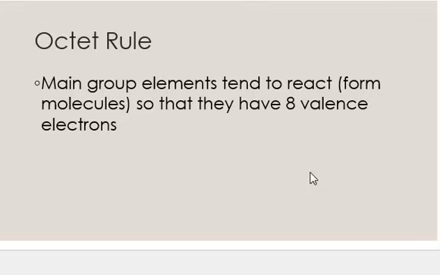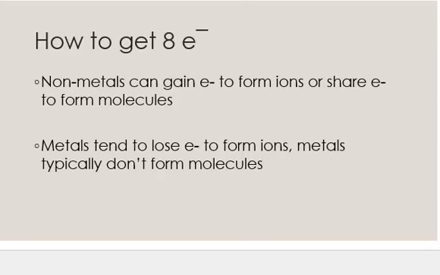The octet rule states that main group elements, except hydrogen and helium, react so that they have 8 valence electrons. How an atom achieves an octet varies. Nonmetals can gain electrons to form ions to obtain an octet. Nonmetals are also able to share electrons to obtain an octet of electrons. On the other hand, metals always lose electrons to obtain an octet. In general, metals do not share electrons and will lose electrons or get oxidized to become more stable.